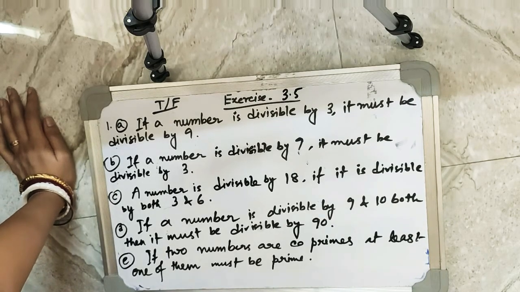Hello students, today we are going to start our new exercise 3.5 of chapter 3, playing with numbers. So in the first question we have to find the true statements and the false statements.